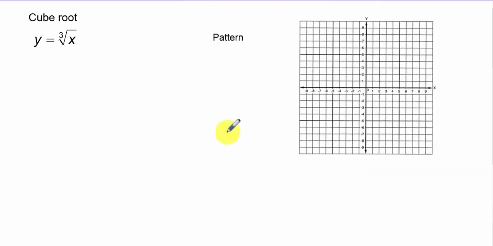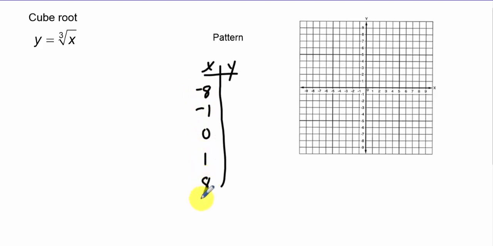And then finally, we're going to look at a cube root. And again, just like perfect squares, we want to pick perfect cubes. So I'm going to go with -8, -1, 0, 1, and 8. Because 6 is not a perfect cube. Nothing multiplied by itself gets you that. So these all have integer value answers. It's kind of just the opposite of what we just did.